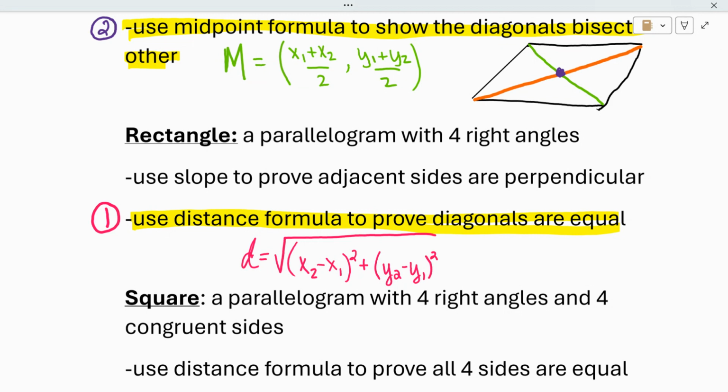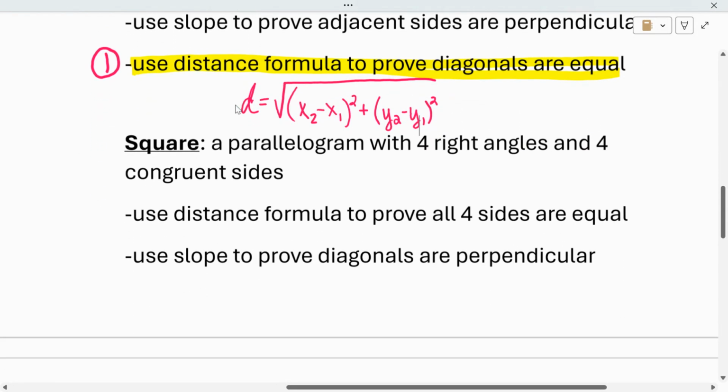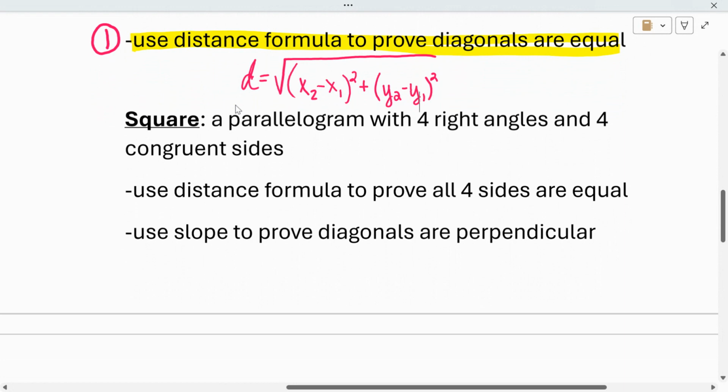If you have a parallelogram, the first thing I would do is check and see if it's a rectangle. If it's not a rectangle, can it be a square? No, because we learned from our sorting that if it doesn't meet the qualifications for a rectangle, then there's no way it can be a square. So you're done. Okay? But if it is a rectangle, then you got to check and see if it's a square. How are we going to do that?